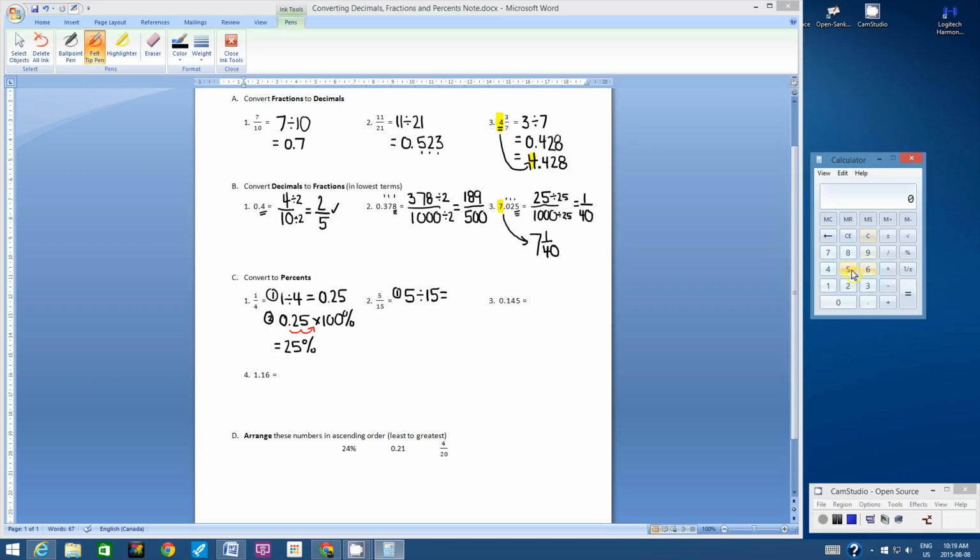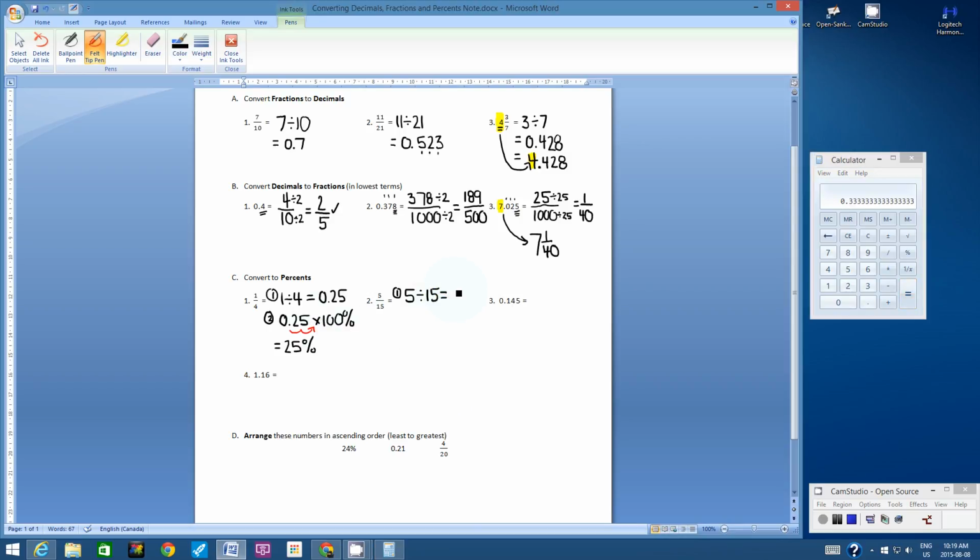Now when we use our calculator, we get not such a nice, clean decimal. So remember the rule is that whenever you write a decimal, go to 3 place value columns after the decimal place. So we get 0.333. This is actually a repeating decimal, but we're going to cut off all the other 3's. Okay? So remember to go to 3 decimal places.